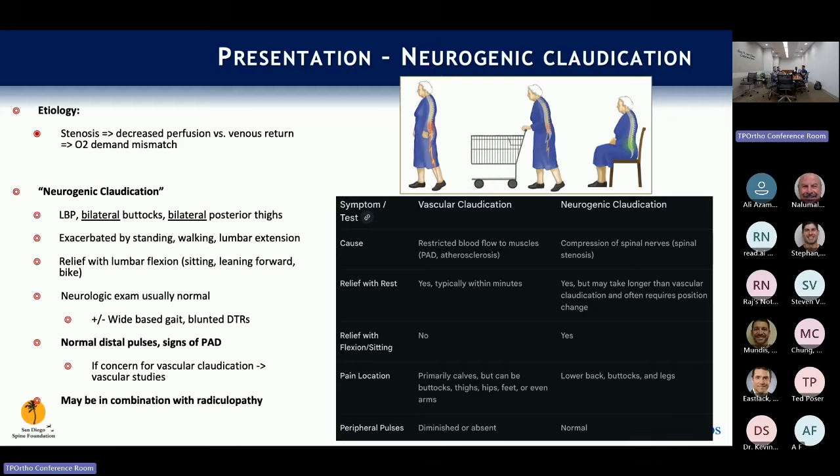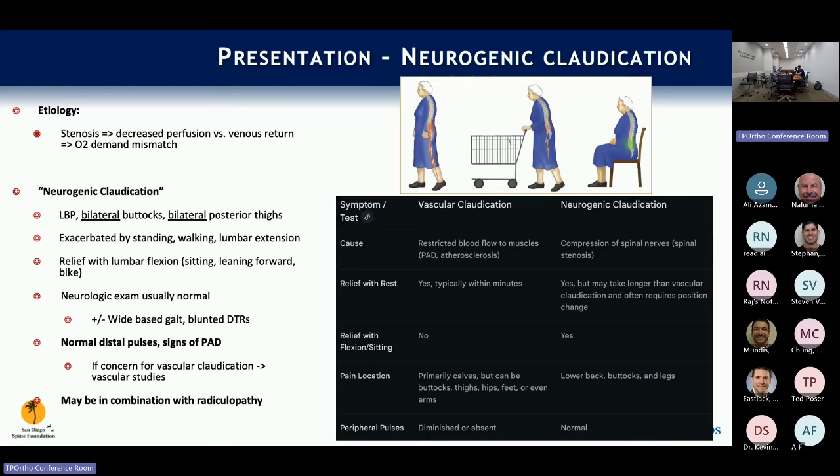And so the classic distribution of pain is low back pain, bilateral back pain, and particularly bilateral posterior thigh pain. This is exacerbated by standing, walking, and anything that puts the lumbar spine in extension. Patients will often describe that they feel better when they lean forward or sit down. And on neurologic exam, they usually have either wide-based gaits, or they can have blunted deep tendon reflexes as well.